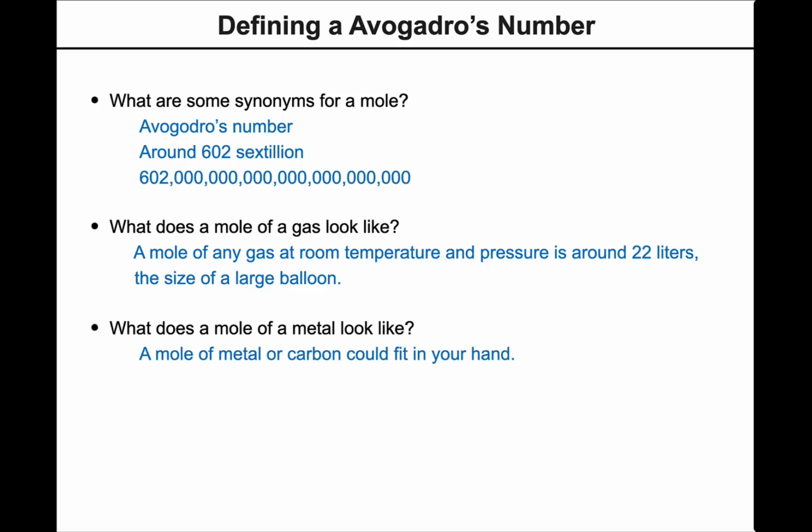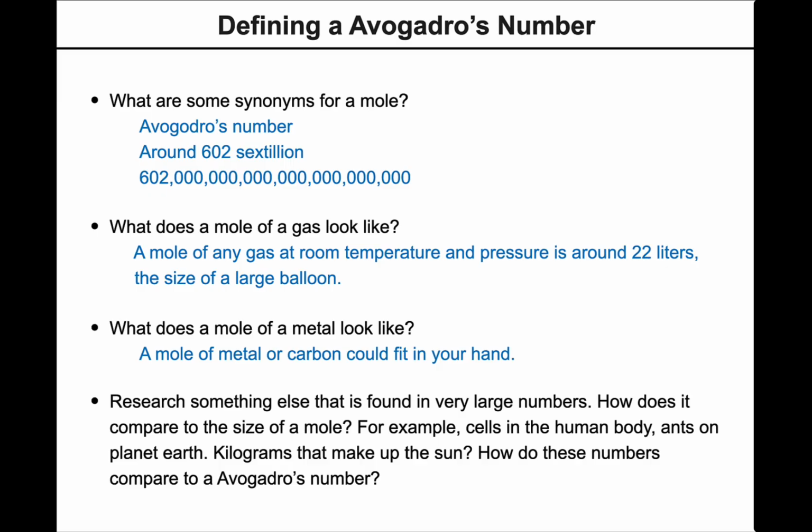If you had a metal, what would that look like? Well, it would fit in your hand. Remember the aluminum foil ball fits in your hand? That's what a mole of metal looks like. Now, if you're mathematically minded and want a little research project, you can think of something that is found in very, very large numbers and think about how that actually compares to a mole. For example, are there a mole of cells in the human body? Are there a mole of ants on the earth? What about the number of kilograms of matter in the sun? Is there a mole of kilograms in the sun?